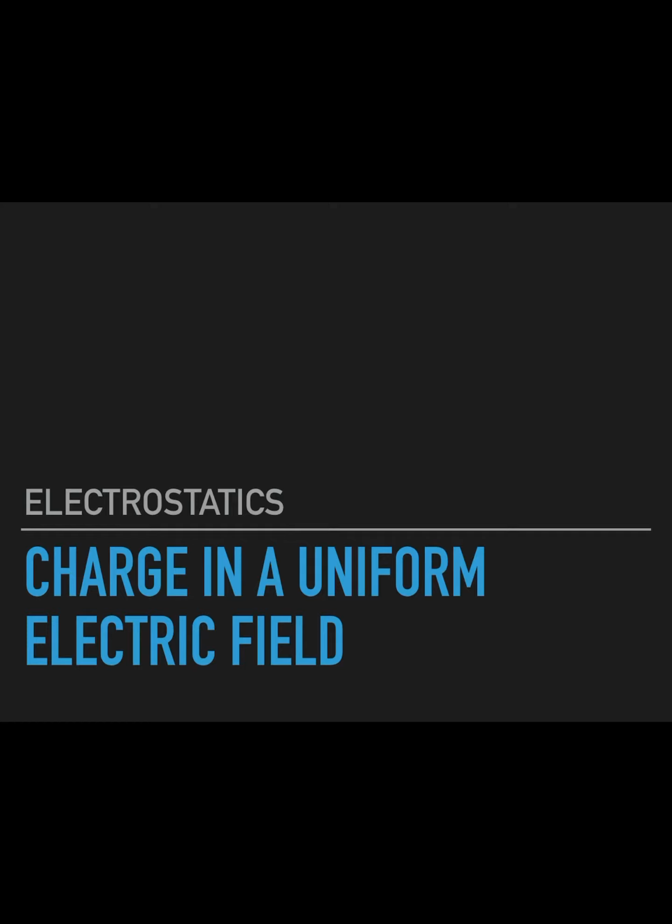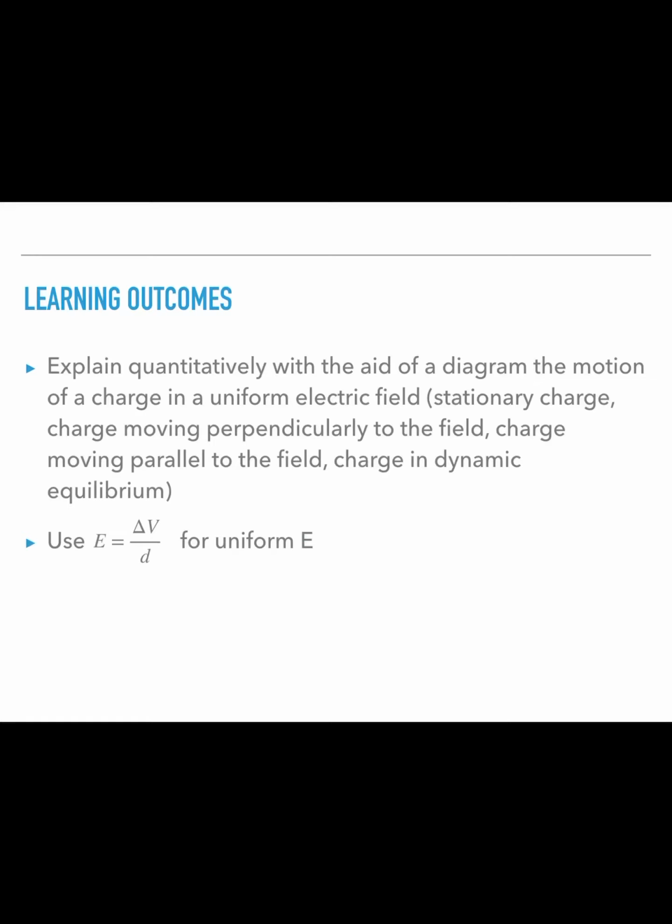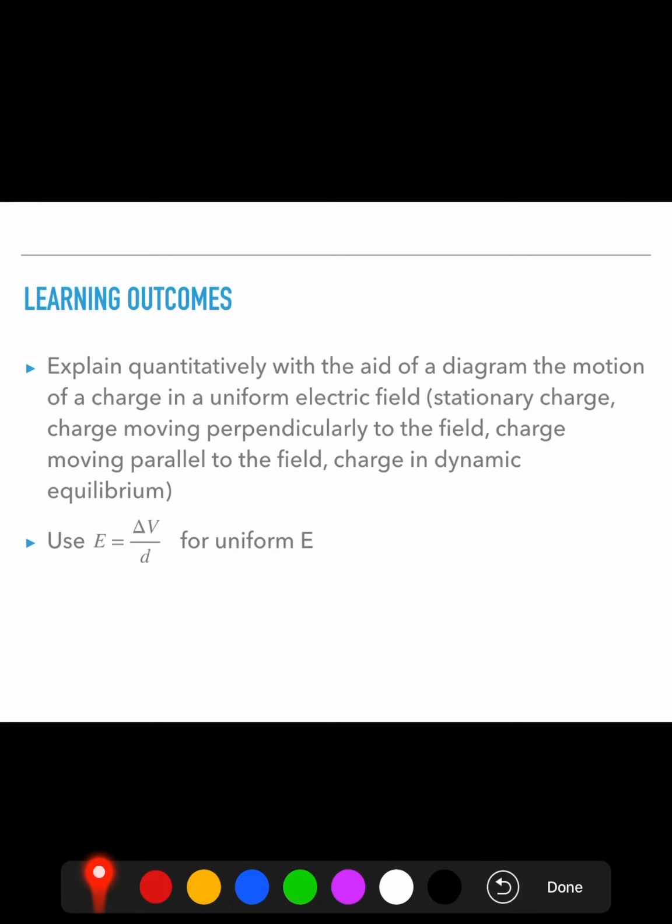Hari ini saya nak explain tentang charge in a uniform electric field under topic electrostatics. So our learning outcome for today are explain quantitatively with the aid of a diagram the motion of charge in a uniform electric field, which is stationary charge, case yang pertama, charge moving perpendicularly to the field, case yang kedua, charge moving parallel to the field, case yang ketiga, and the fourth one, charge in dynamic equilibrium. And then the next learning outcome, to use equation E equals to change of electric potential divided by d for uniform electric field.